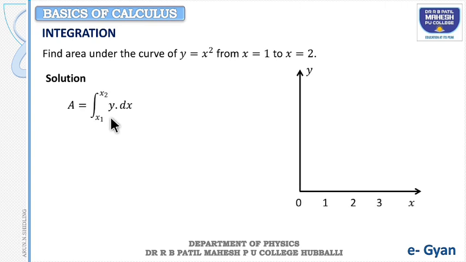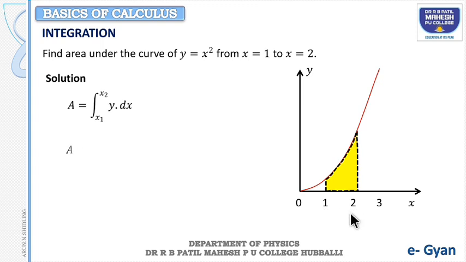Before I substitute, let me first understand how the curve of this function looks. The curve of this function is here, the red line, that is y equals x square, and the integration I'm trying to do, this area from here till here, the yellow region shows that, and the lower limit is 1 and the upper limit is 2.